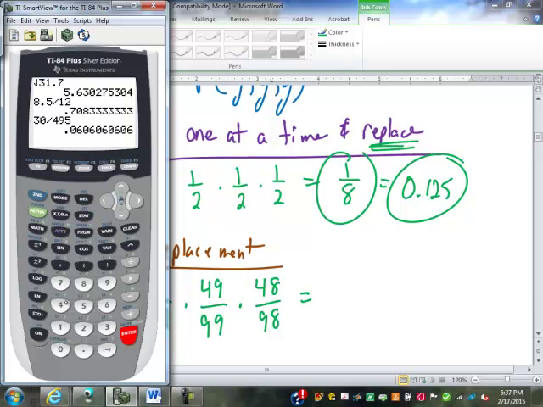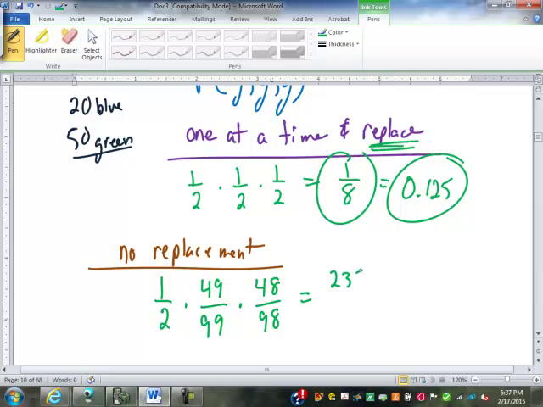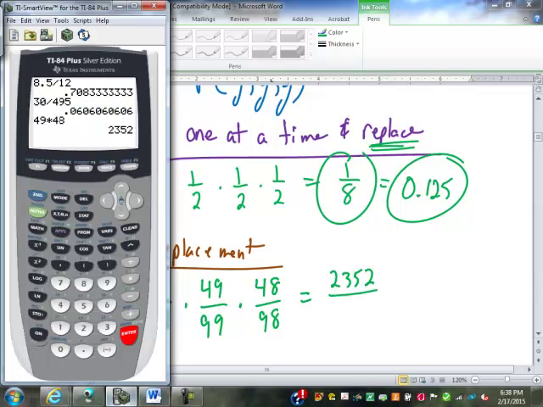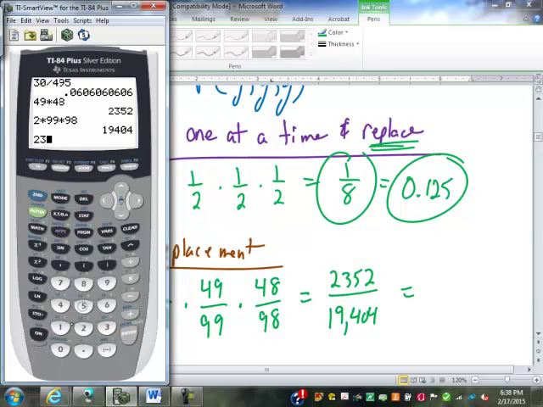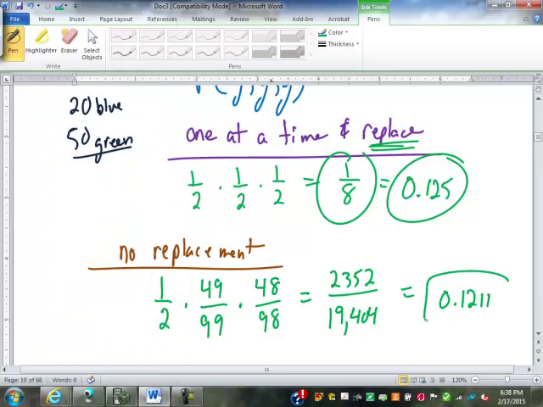So now we've got the 49 times 48 times 1 on top, the 2,352. On bottom, we have 2 times 99 times 98. So 19,404. Looks like some really ugly numbers. Let's just divide them out. 0.1211. So it is less likely to draw 3 green marbles if you don't replace them, because you're taking green marbles out of the box. There's not as many in there after the first draw.